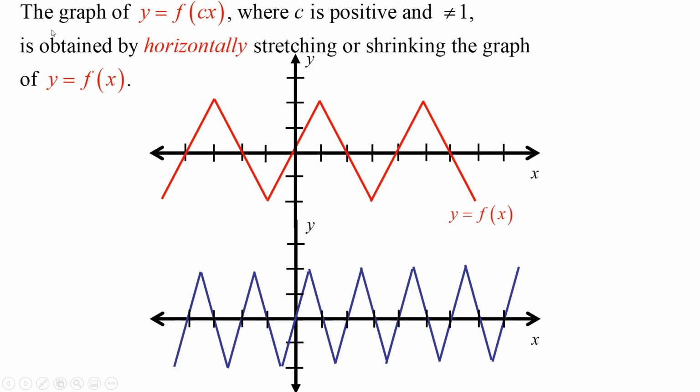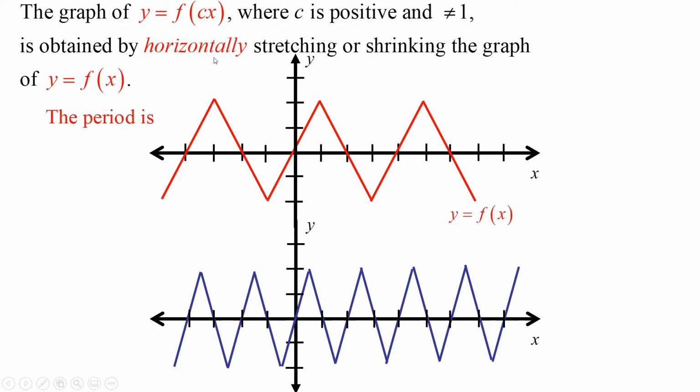Now, the graph of y equals f of c times x, where c is positive and not equal to 1, because again, if I multiply my x-coordinate by 1, I am not changing anything, is obtained by horizontally stretching or shrinking the graph of y equals f of x. So, if we multiply the entire function by a number other than 1, we change the amplitude. We do a vertical stretch or shrink. If we multiply our independent variable x by a number not equal to 1, we're going to change the graph horizontally. We're going to either horizontally stretch it or shrink it.